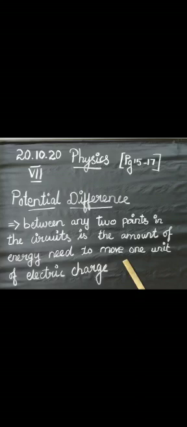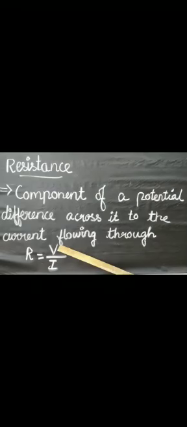Next, the unit of potential difference. What is the unit of potential difference? The unit of potential difference is the volt. We write it with the symbol V, and the volt is measured by a device called a voltmeter.